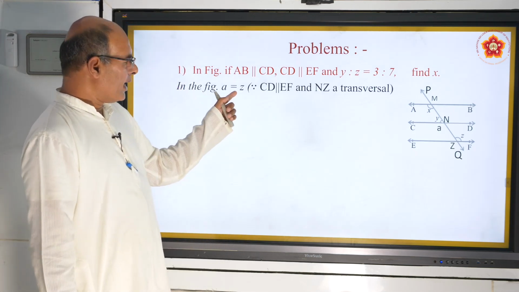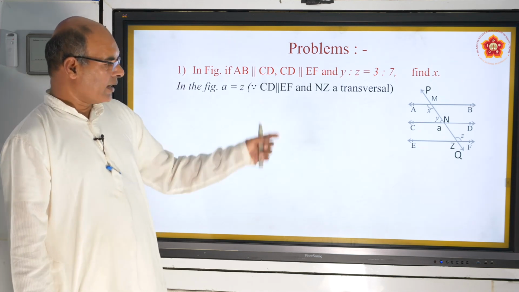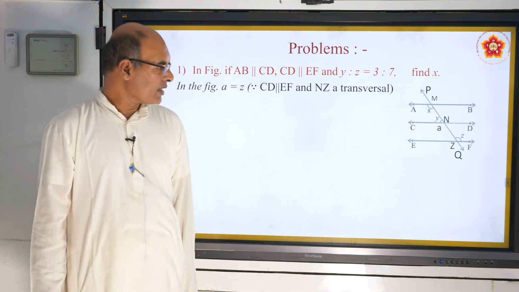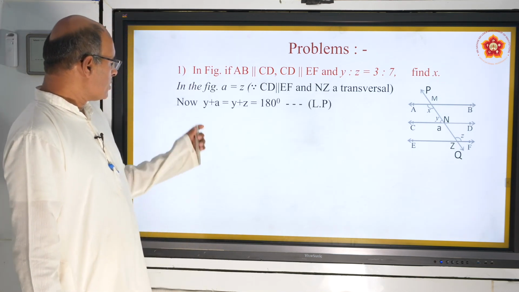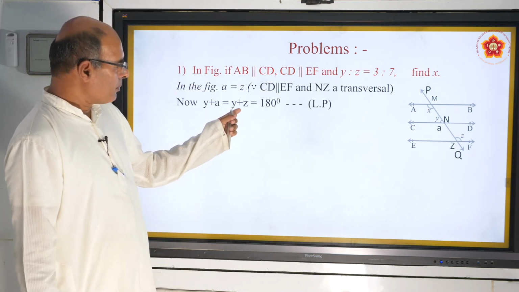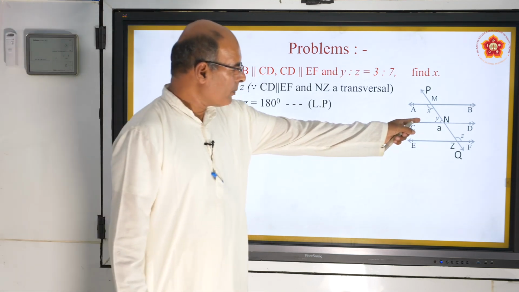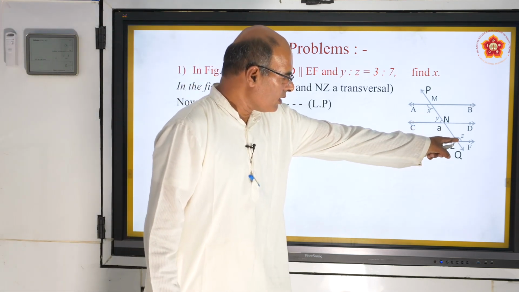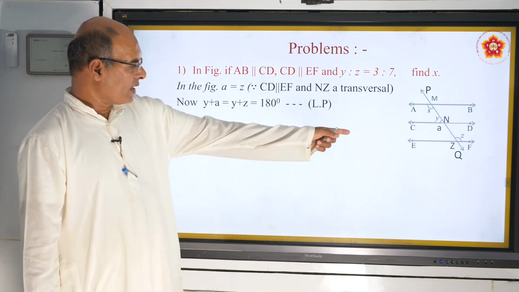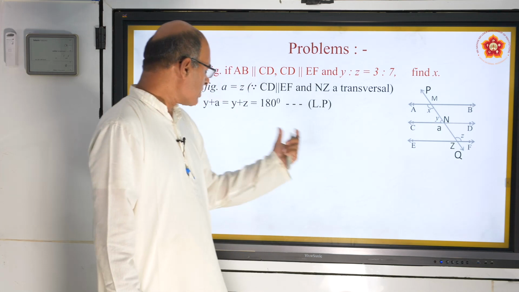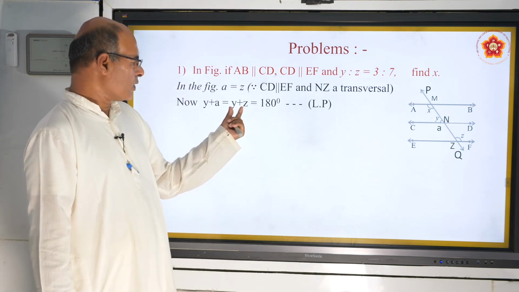So in the figure, A is equal to Z because they are alternate angles and we know that CD is parallel to EF. So Y plus A is equal to Y plus Z. In the place of A we can write Z. They are linear pair angles, therefore their sum is 180 degree. That means Y plus Z is 180 degree.